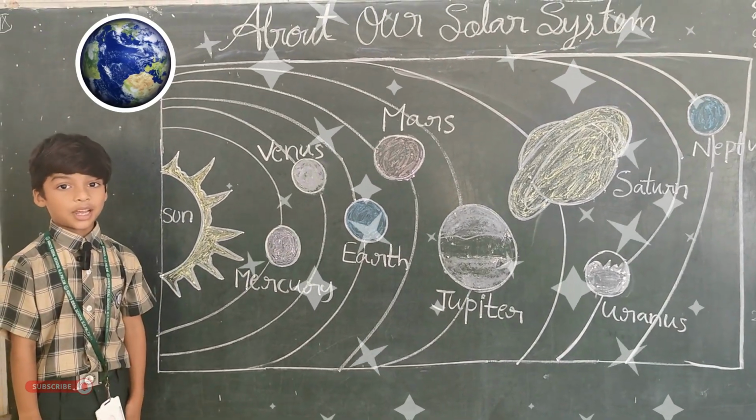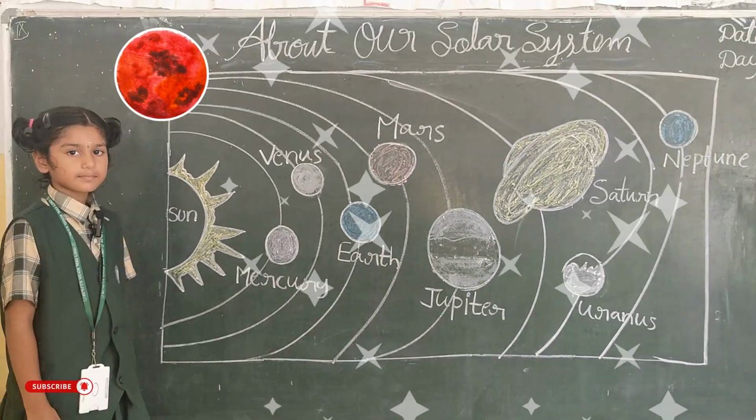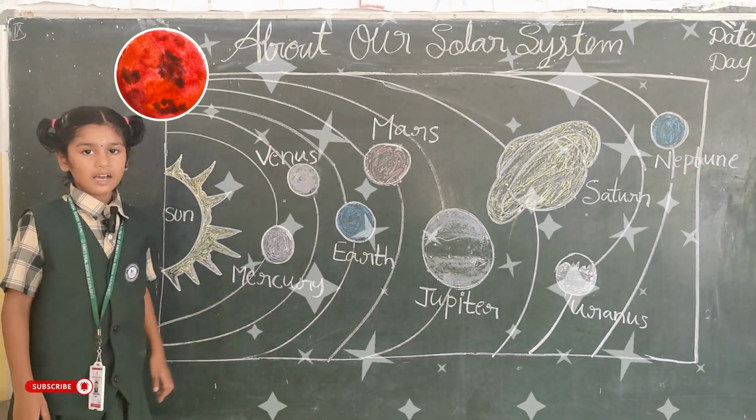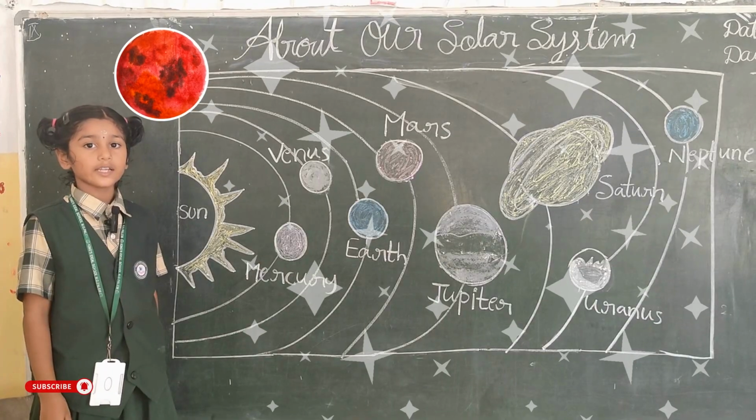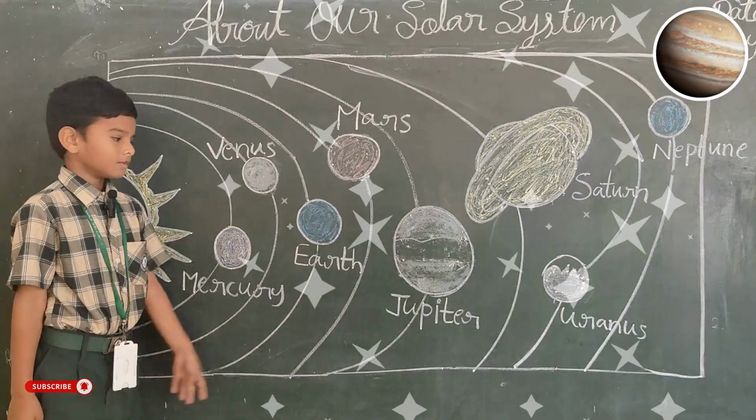Earth is the third planet from the Sun. It is our home. Mars. Mars is the fourth planet from the Sun. It is half the size of the Earth.